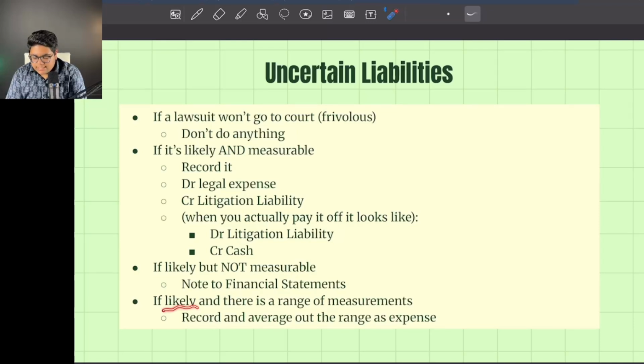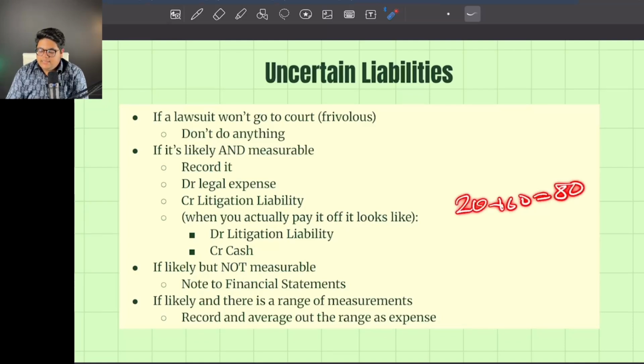And if the lawsuit is likely and there is a range of measurements, like the lawsuit can either be 20 million or 60 million, well, we're going to record it and the number is just going to be the average of the range, and expense. So let's say over here, if it's likely and measurable, like we know it's for 40 million, we're just going to record it as 40 here and 40 here. If it's a range, like it's between 20 and 60, then we're just going to average it out: 20 plus 60 equals 80, divide that by 2, 40.